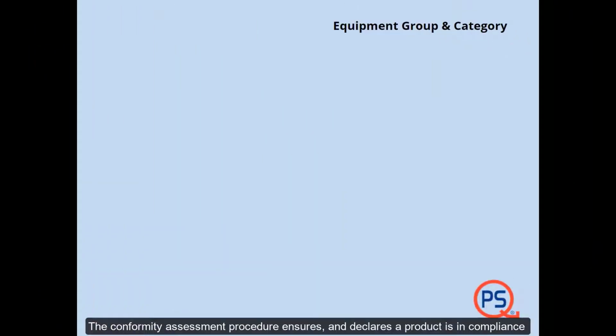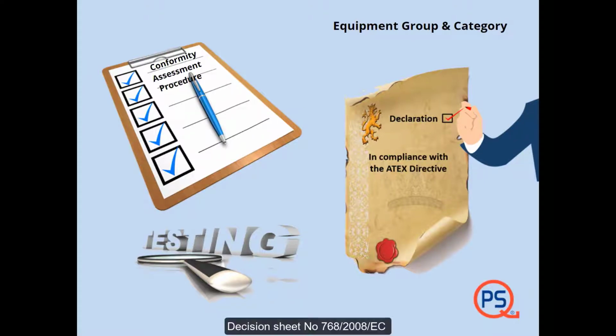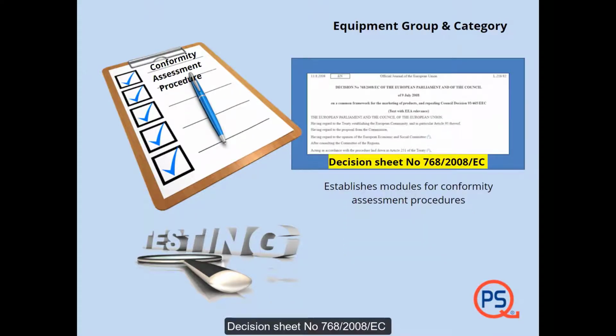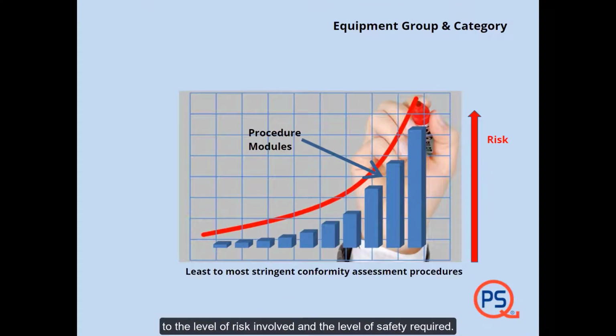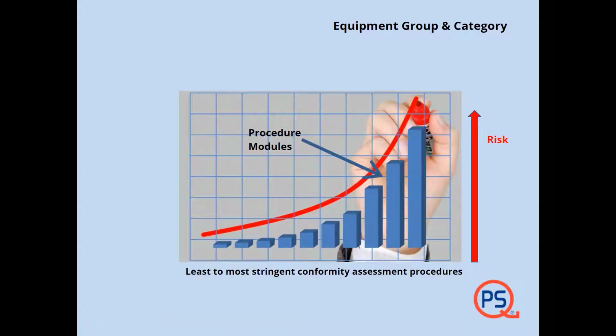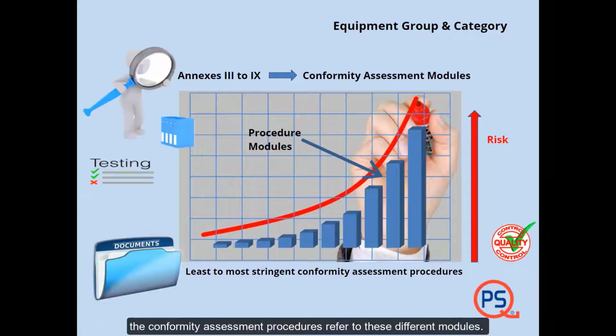The conformity assessment procedure ensures and declares a product is in compliance with the ATEX directive and relevant essential health and safety requirements. Decision Number 768/2008/EC establishes modules for conformity assessment procedures. They include procedures from the least to the most stringent, in proportion to the level of risk involved and the level of safety required. Annexes 3 to 9 of the Product Directive that cover the conformity assessment procedures refer to these different modules.